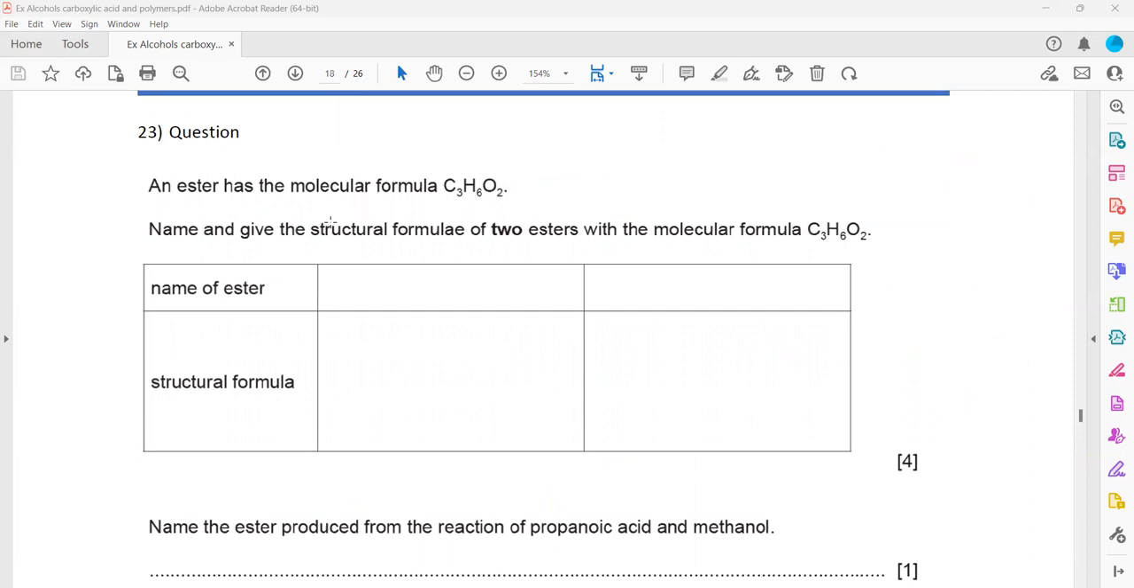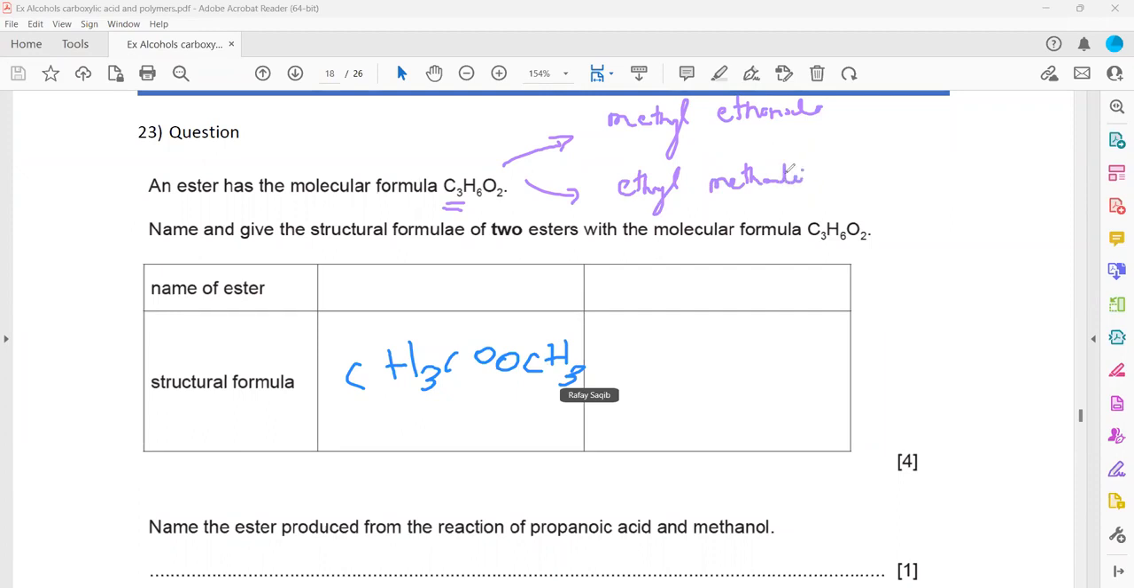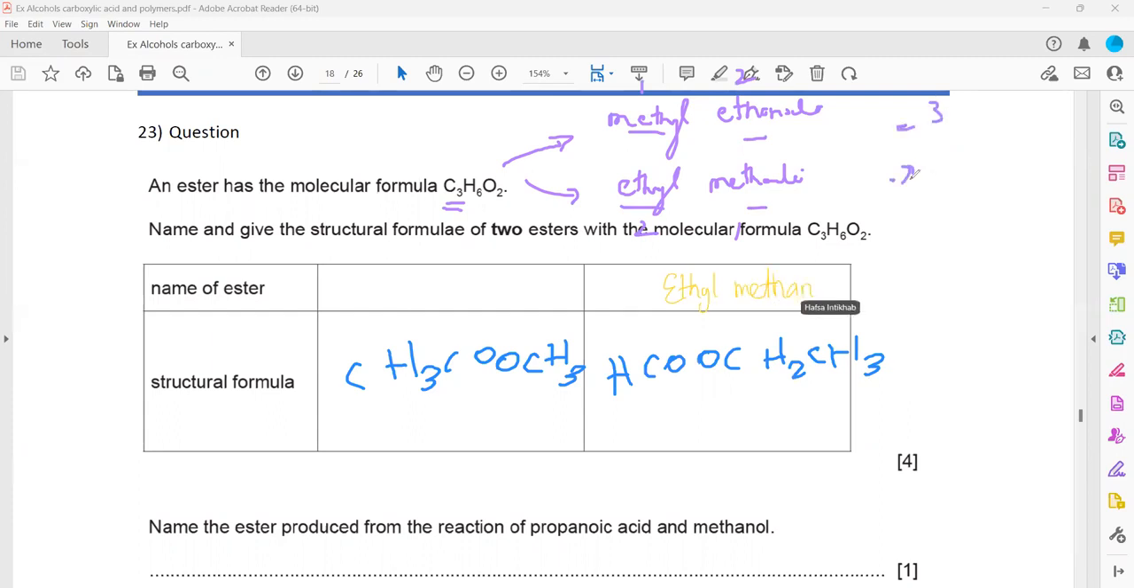An ester has a molecular formula of C3H6O2. Give the names and the structures of the two esters. We want to make methyl ethanoate and ethyl methanoate. So we want an ester which has three carbons. If I say the first one is methyl, meth means one carbon, then it will be ethanoate. The second one I can say ethyl, two carbons, then methanoate. Both have a total of three carbons. The only difference is that the first one is methyl ethanoate, and the second one is ethyl methanoate.